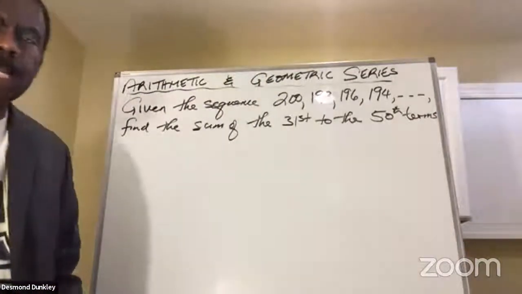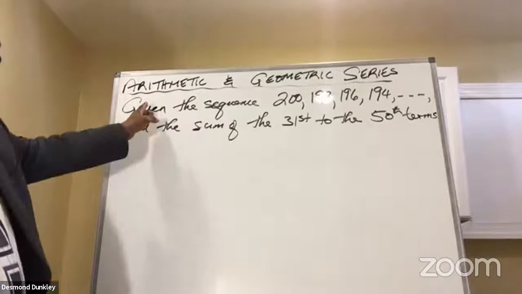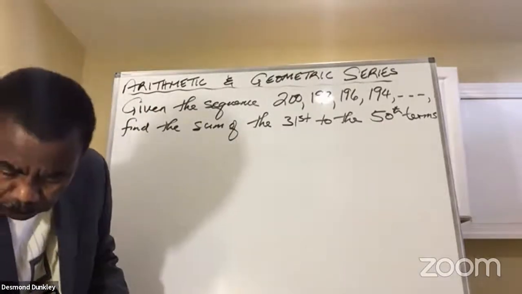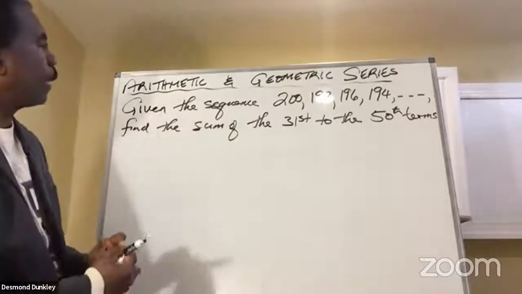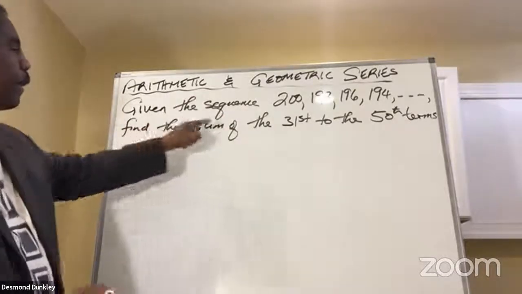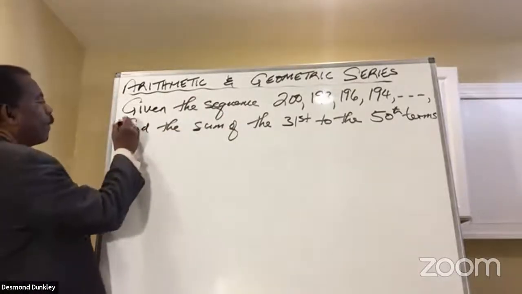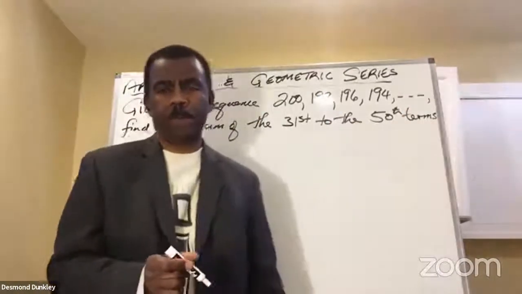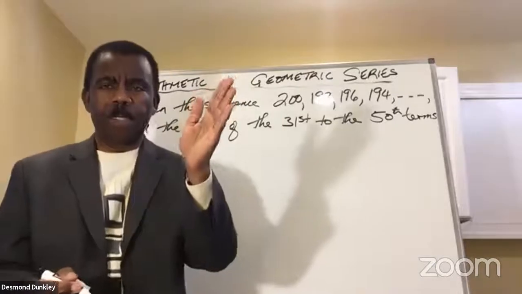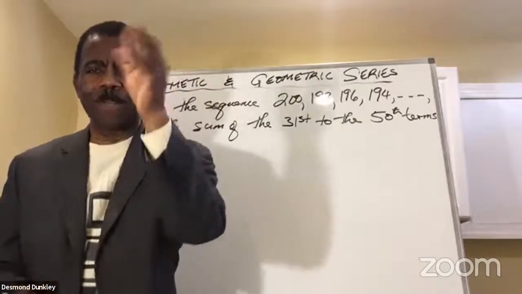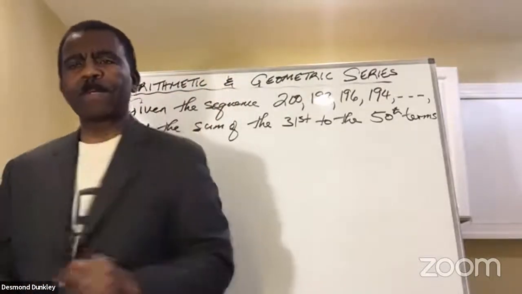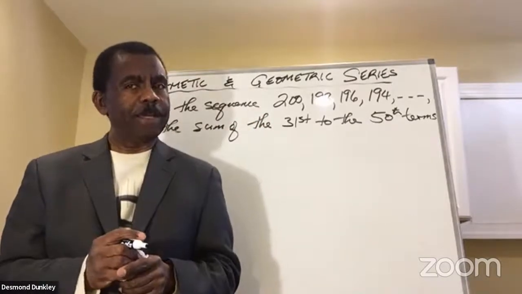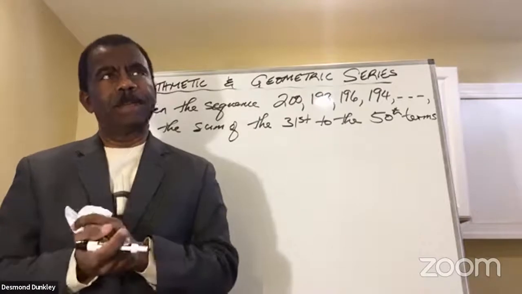Let's make sure we understand what's at play. So I give you a sequence, and I say, find the sum of the 31st to the 50th terms. So term number 31, 32, 33, 34, all the way up to term number 50. Okay? So how do we do that?